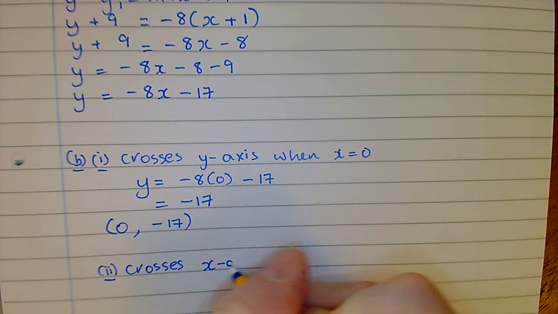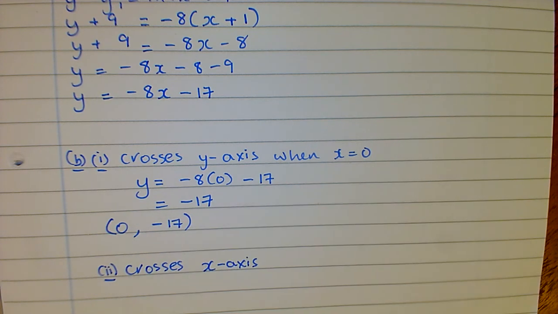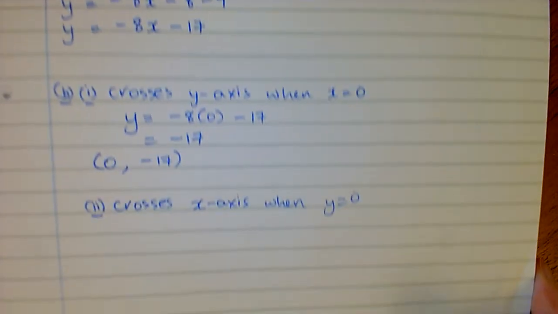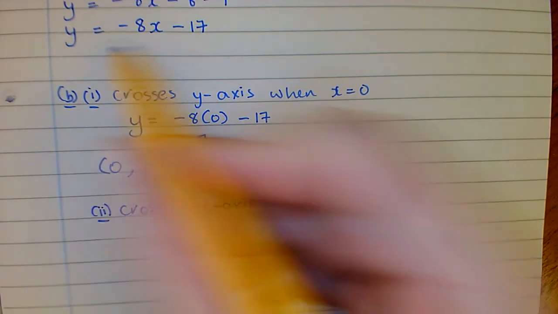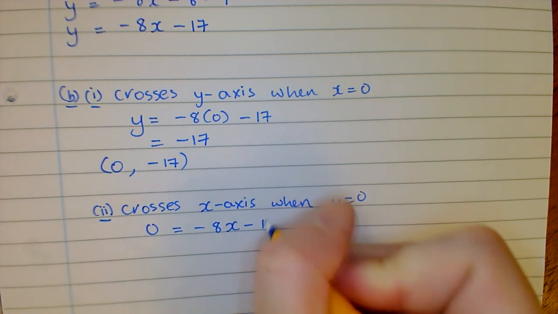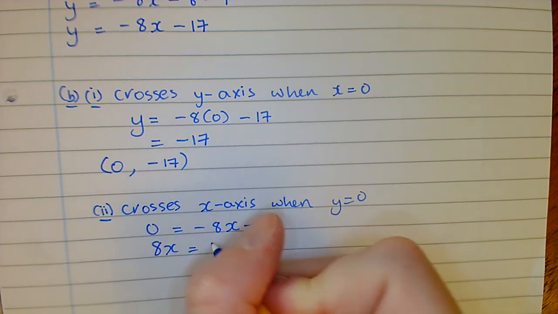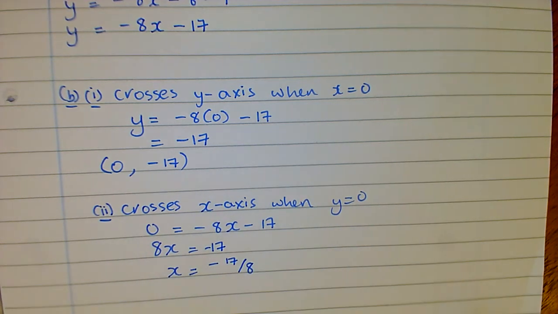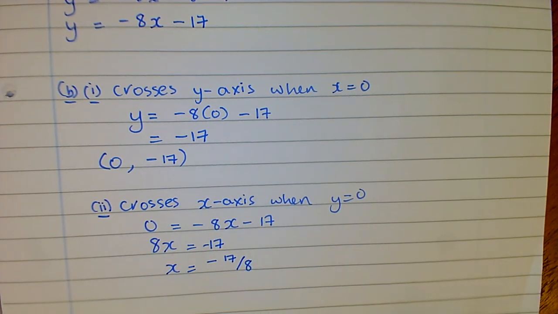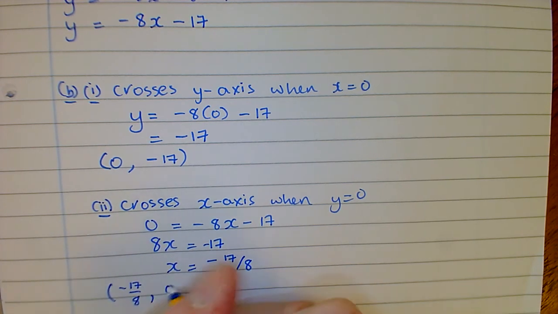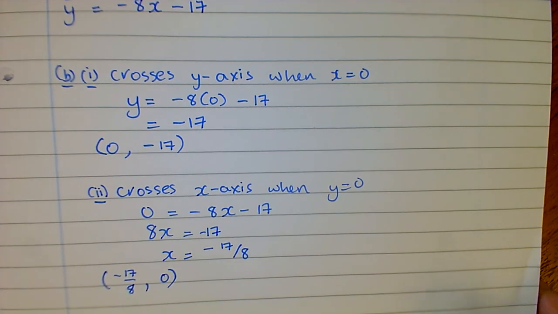And then the second part was where it crosses the x-axis, and that happens when y is 0. So putting that into our equation, we get 0 equals minus 8x minus 17. So solve that equation and we get that x is minus 17 over 8. So it crosses the x-axis at the point (-17/8, 0).